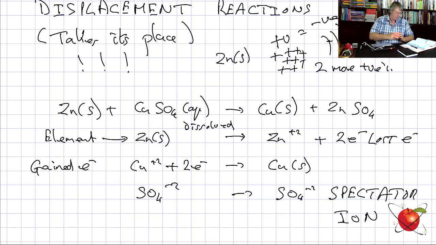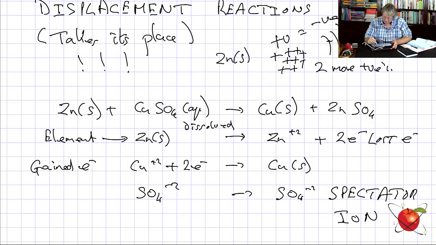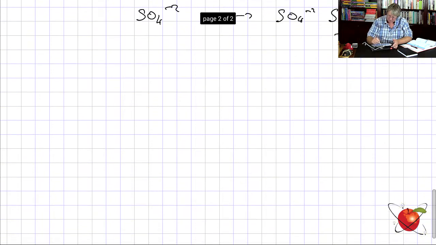What did it actually do? It did this. Okay? The zinc popped off and left 2 electrons behind. The copper came, took the electrons and precipitated out. That's what's actually happening, right? At the same time, all right?